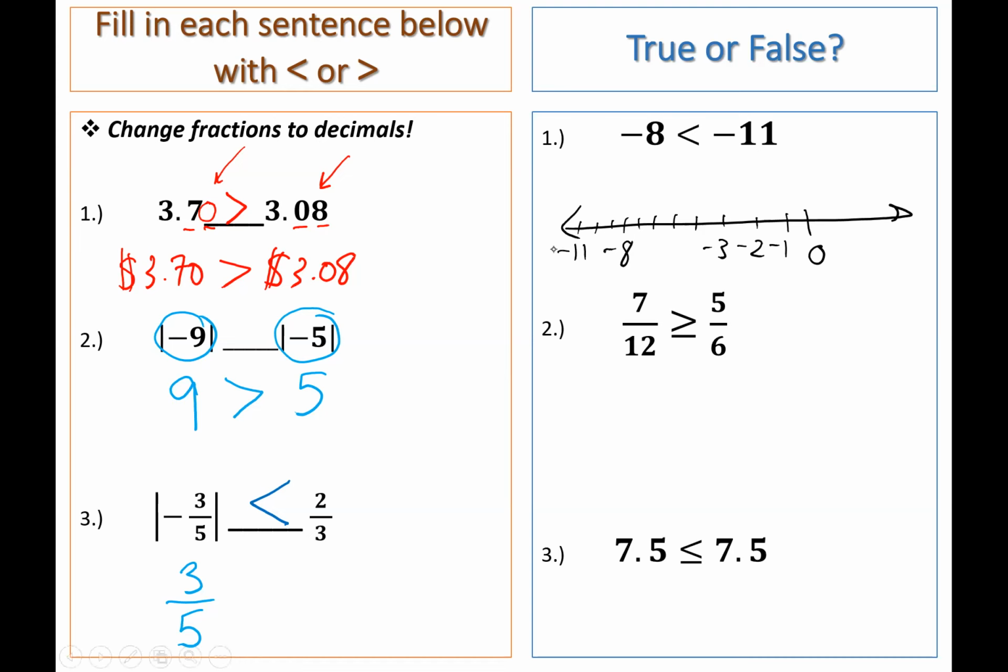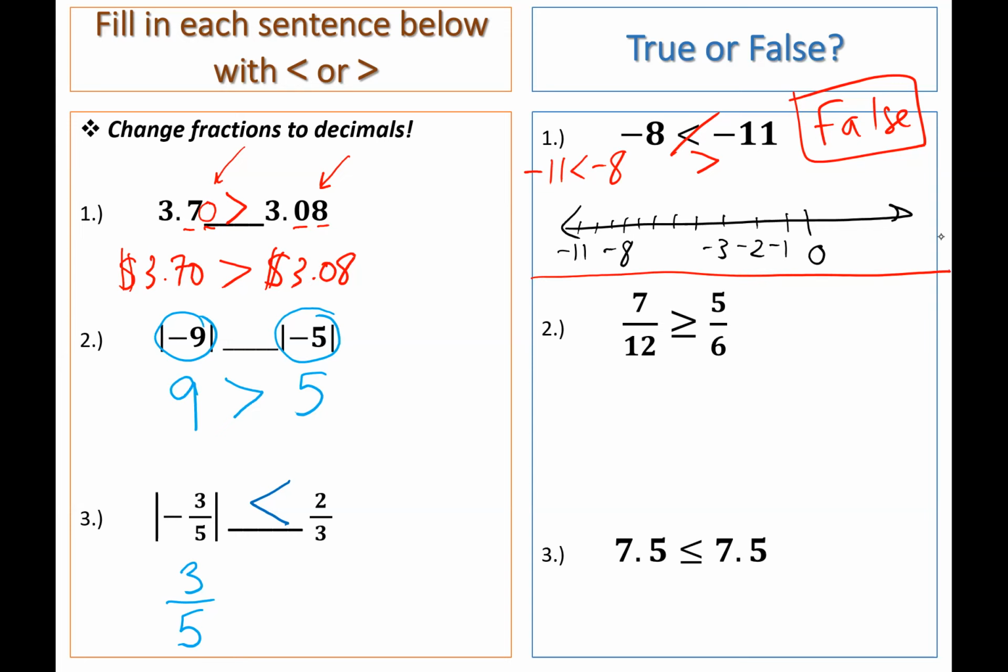Notice how when we set up our number line, -11 is actually further to the left than -8. So -11 is actually less than -8, which means -8 should actually be greater than -11. So that original statement was false. -8 isn't less than -11, it's the other way around. Notice how we sketched that out on a number line. Sometimes just saying it out loud can help you make sense of whether the statement is true or false. And just be careful because negatives can easily confuse us.